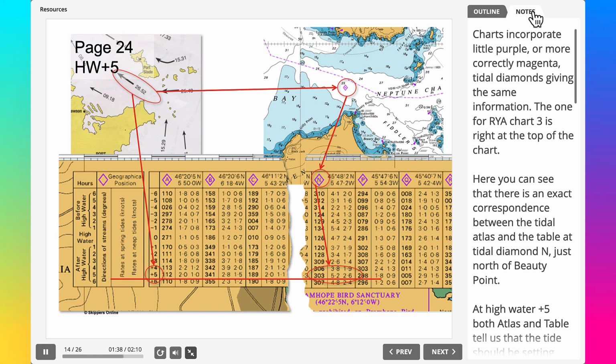Remember, when you're getting your information from a tidal atlas or tidal diamonds, the set and especially the drift are only a guide, and, just like tidal heights, can be greatly affected by meteorological conditions, especially strong winds blowing continuously for days from the same direction, which can set up surface currents on top of the underlying tidal streams.